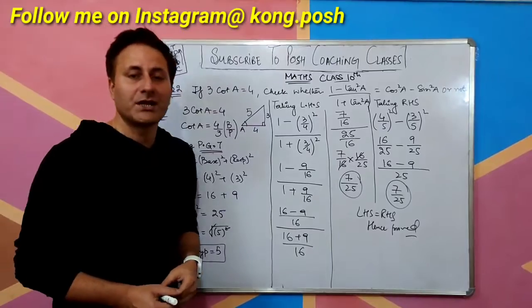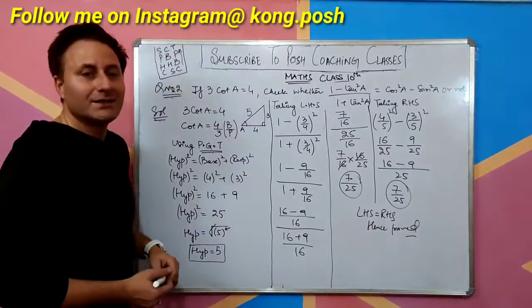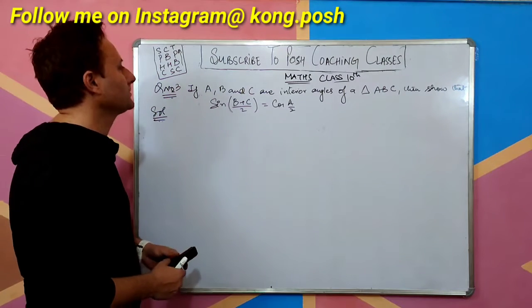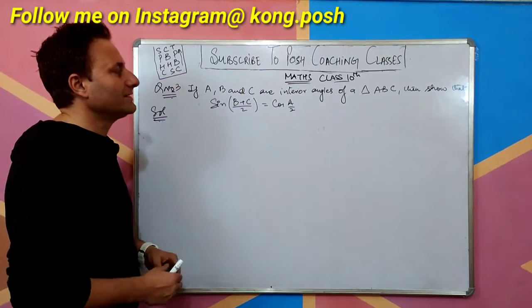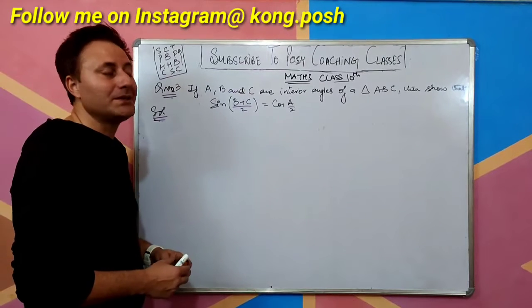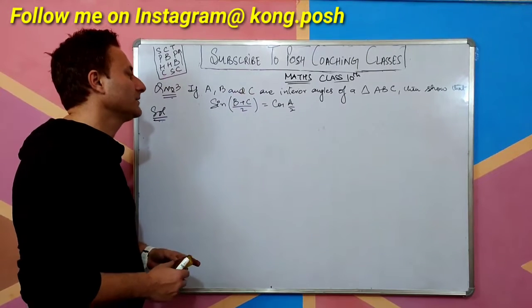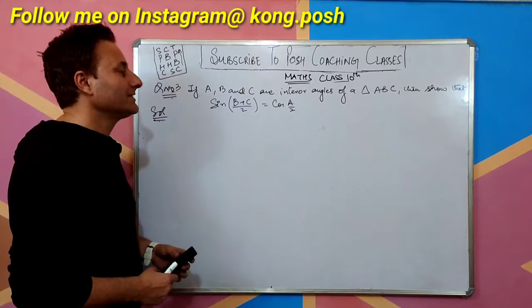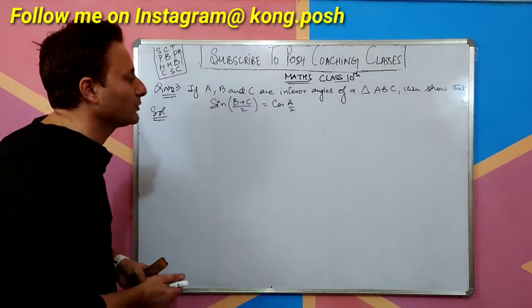I hope this one is clear. So I will just go for the next question. The next question we have is: if A, B and C are the interior angles of a triangle ABC, then show that sine of (B plus C) whole divided by 2 is equal to cos A upon 2.